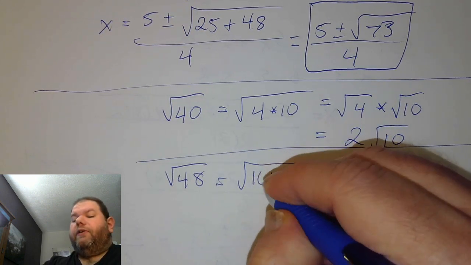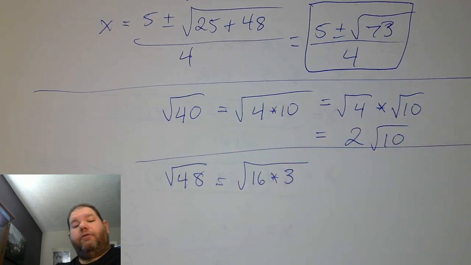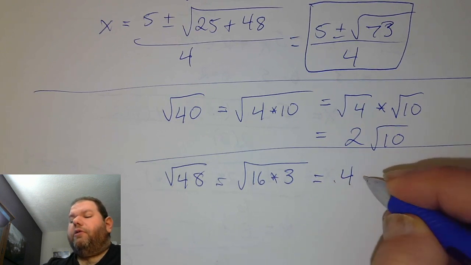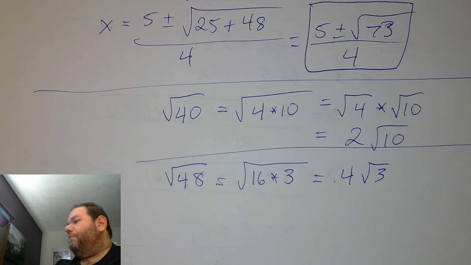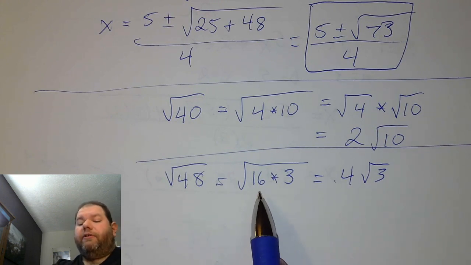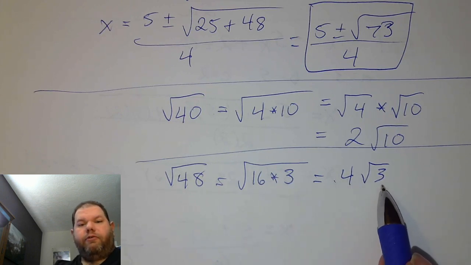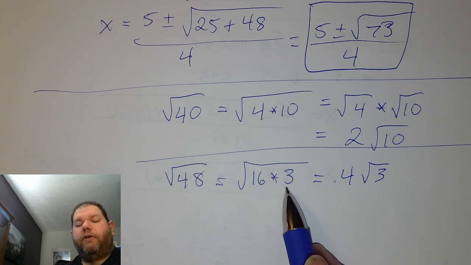Yeah, so if we do 16 times 3, and it's okay if you didn't recognize that right off, because I know we don't teach multiples of 16 when we're learning multiplication tables and things like that. But yeah, 16 times 3 is 48, and that gives us 4 times the square root of 3, right? Because we can go ahead and take the square root of 16 and make that a 4, and then the 3 is still under the square root. We haven't been able to move it out of the square root.